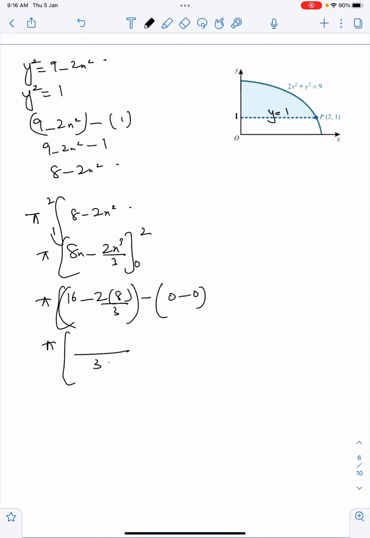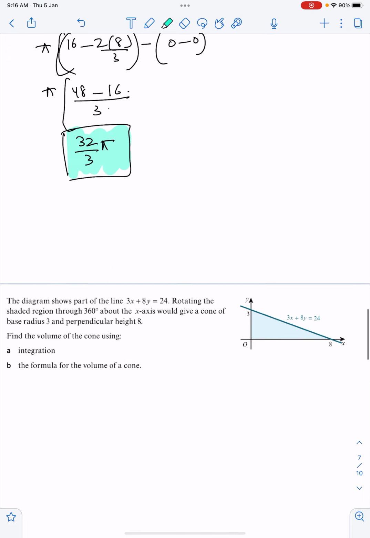LCM 3 16 times is 48 minus 16 here. 48 minus 16 is 32 upon 3 pi. This is the final answer. Okay. Moving on to the next question.